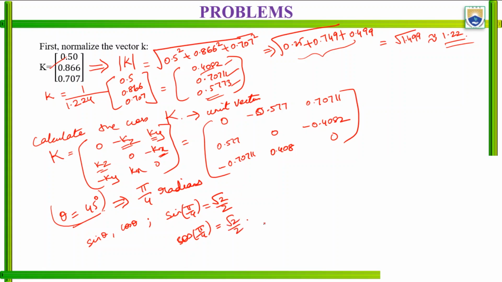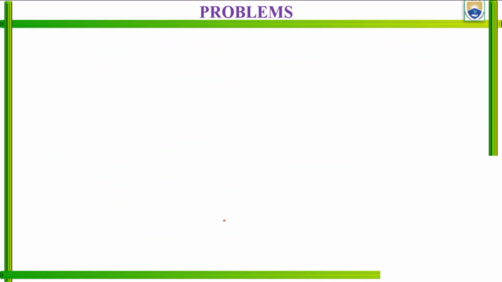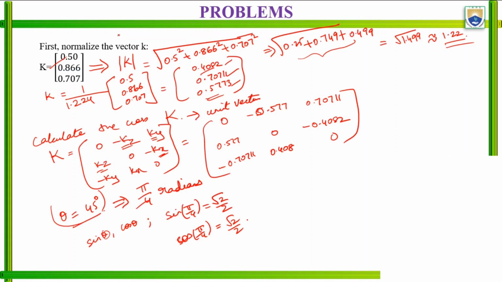Since we have taken theta as pi by 4 radians, we have sine theta as root 2 by 2, and cos theta, that is cos pi by 4 in terms of radians, we have got root 2 by 2. Now, we need to compute sine theta of k, which is equal to root 2 by 2 into the k value. What is k? 0. This we have to write here.